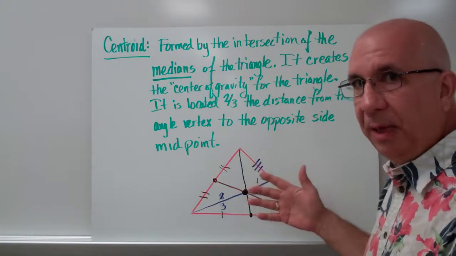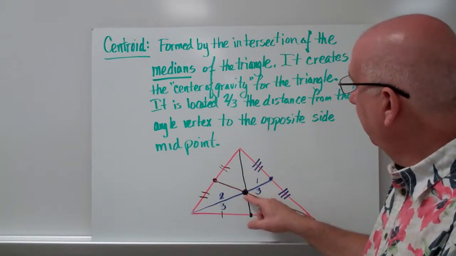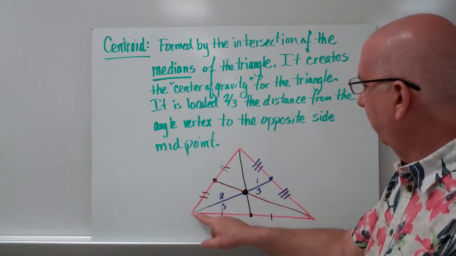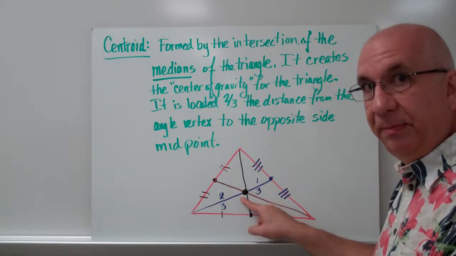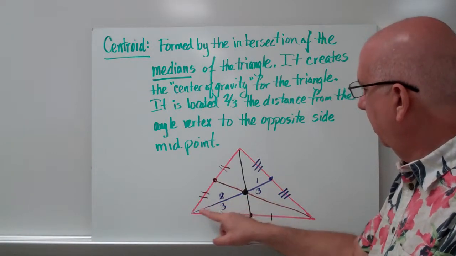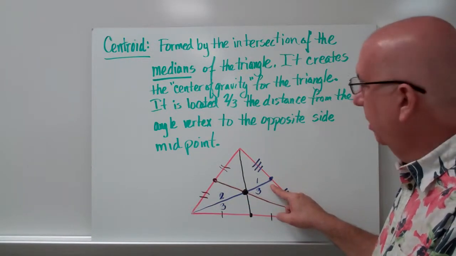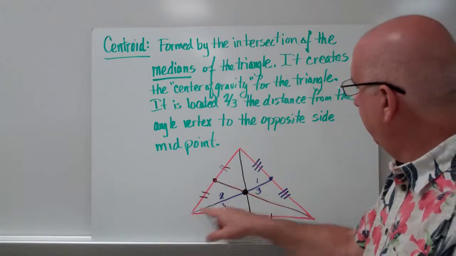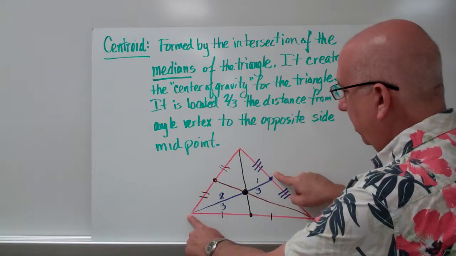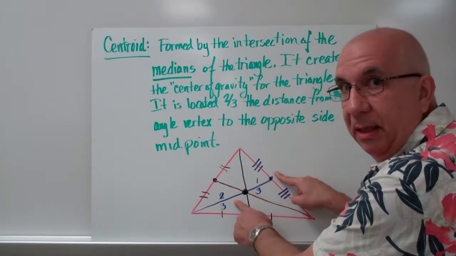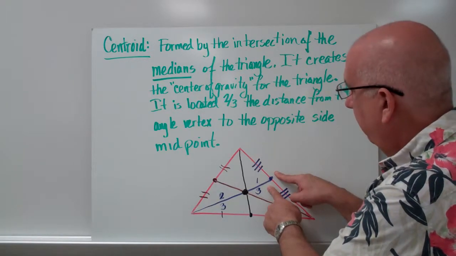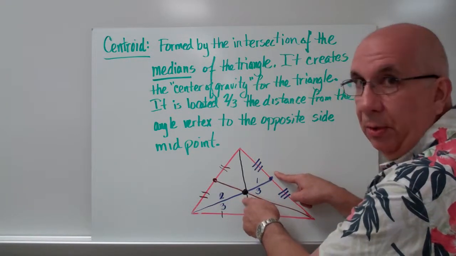It has a special relationship. Its point of concurrency here is 2/3 and 1/3. So from the vertex to the point of concurrency is 2/3 of the entire distance. What does that mean? Well, it means if the distance from here to here is 9, 2/3 of that would be 6, and this is going to be 3. It's 2/3 of the total.